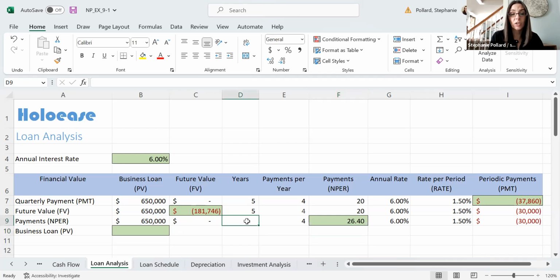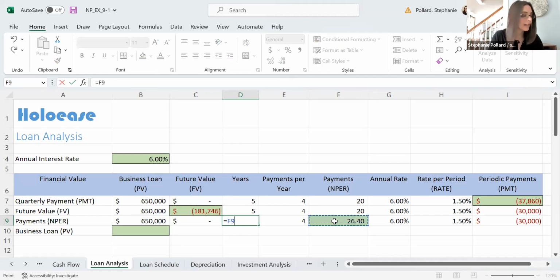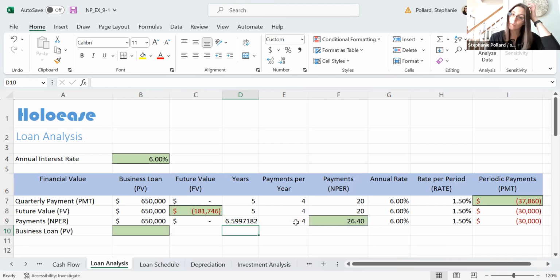And then I can translate that into years as well. So in D9, I'm going to hit equals. I'm going to click my F9 cell that I just had here. I'm going to divide it by E9. And I can get the answer of about 6.5 years to pay this off. So I take my total payments here and I divide it by however many payments per year. So what I'm left with is the number of years. So if we want to stick with that 650, still only make $30,000 payments, we're looking at more like 6.5 years to pay off this loan, a little over, not just 5 years.